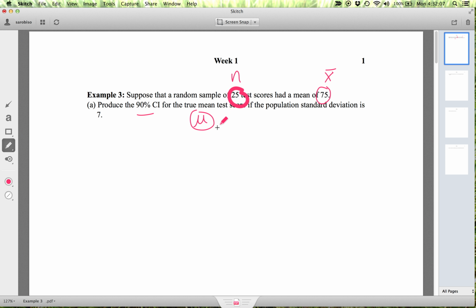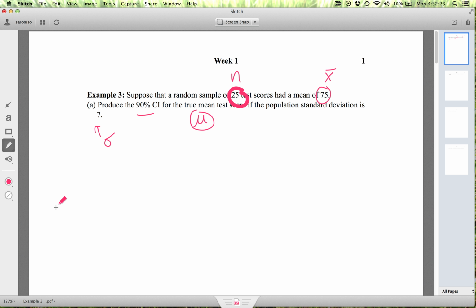Okay, we have x bar. What we're looking for is mu. Okay, and we know that the population standard deviation is 7. Okay, the population standard deviation is always sigma. Okay, so let's write down some information here.